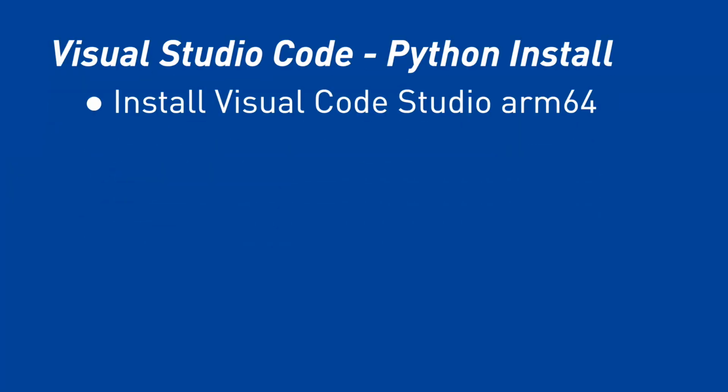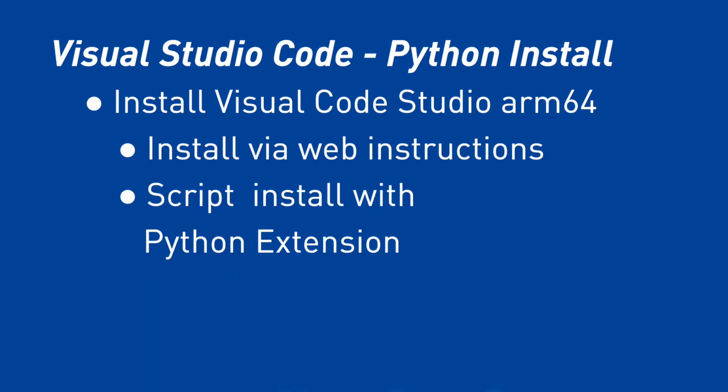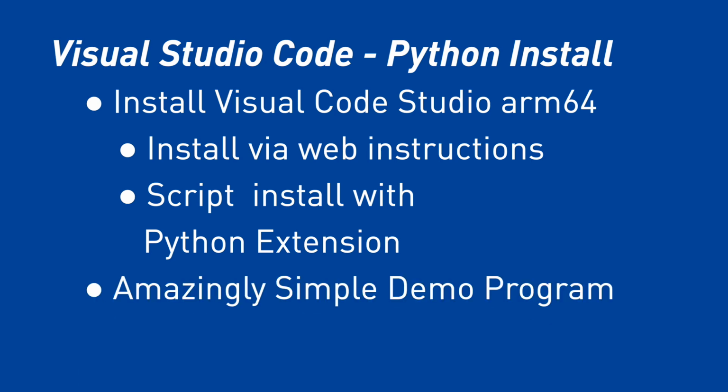First, we will install Visual Studio Code with Python development support. I'll quickly go through how to do a traditional install, and then we will do the actual installation centered around adding the MS Python extension. Then we will write an amazingly simple program which will show some of the features that the development environment supports.